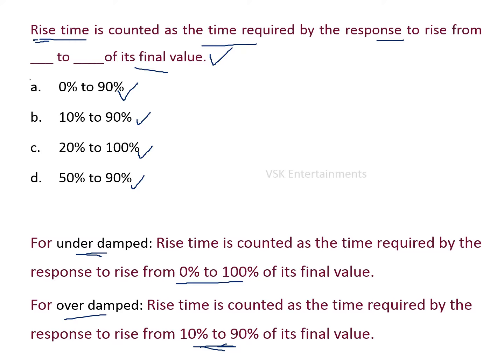Depending upon the options, we have to select the answer. Here there is no 0 to 100%, but there is 10 to 90%. So option B is the right answer for this bit. So rise time is the time taken by the response to reach from 10% to 90%. So the type of the system is overdamped system. So here option B is the right answer.